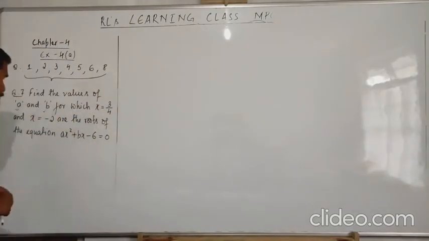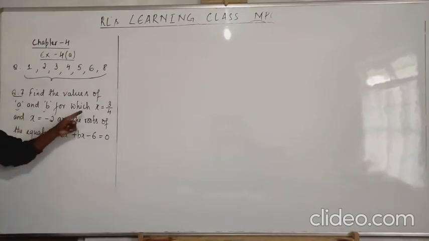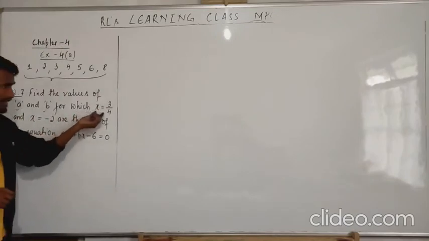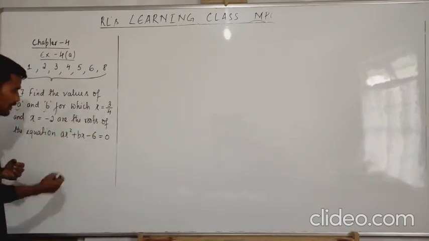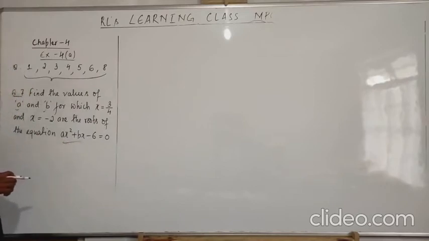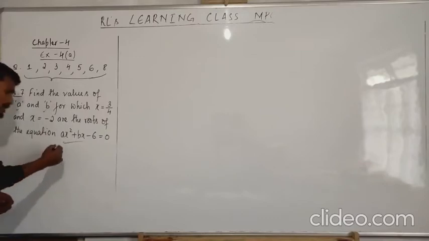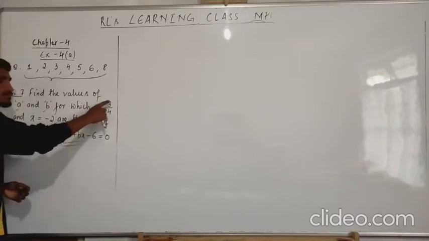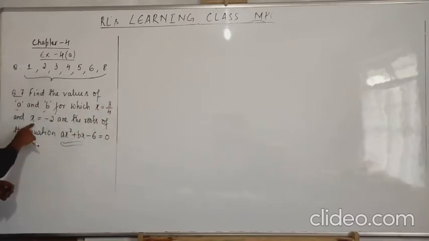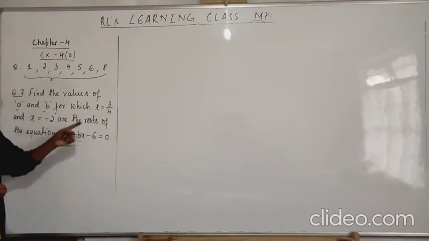Then here, how do we get those two equations? Look from here. We need to find values a and b for which x is equal to 3 by 4 is a solution of this, and x is equal to minus 2 also is a solution. Both these two values are the solution of this equation.